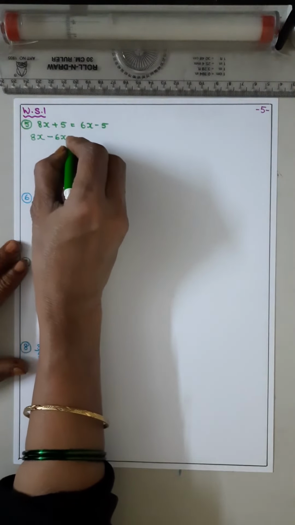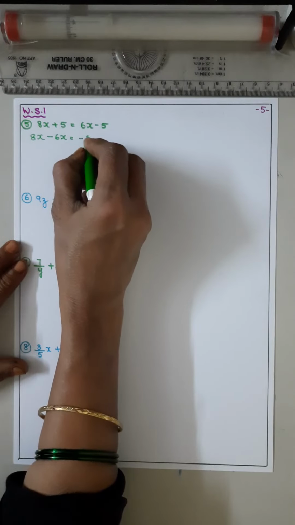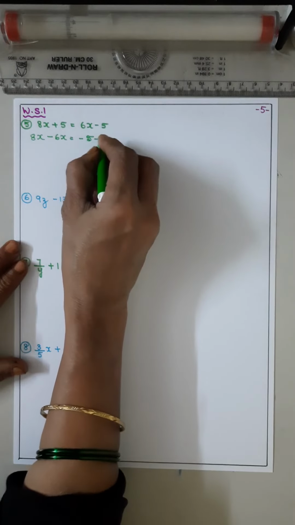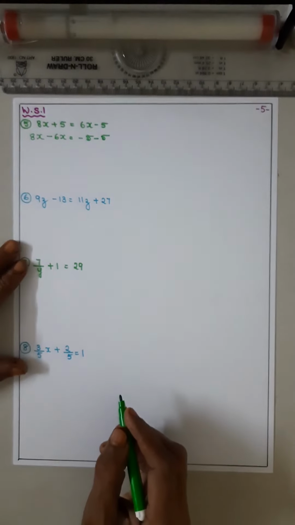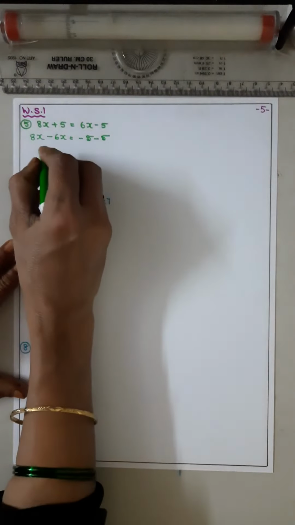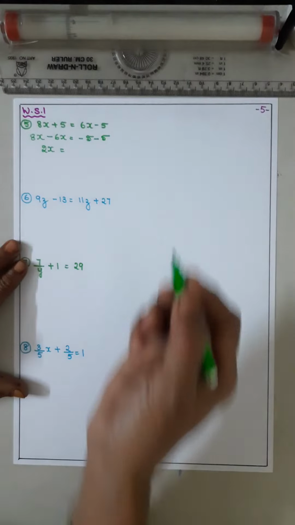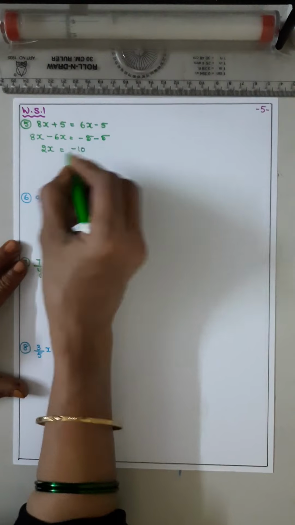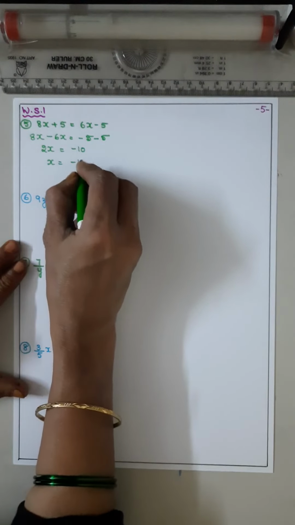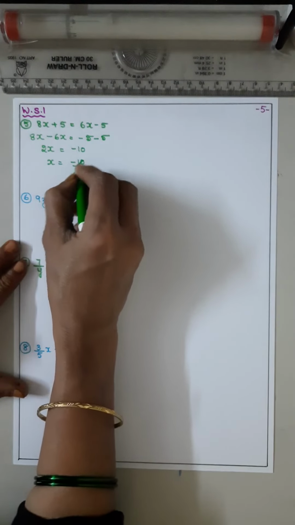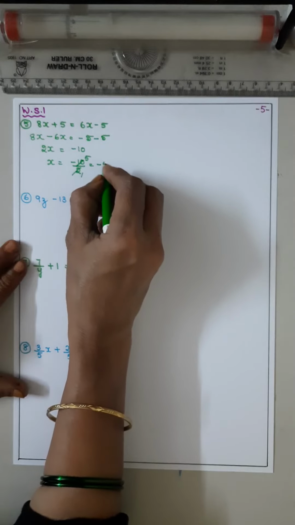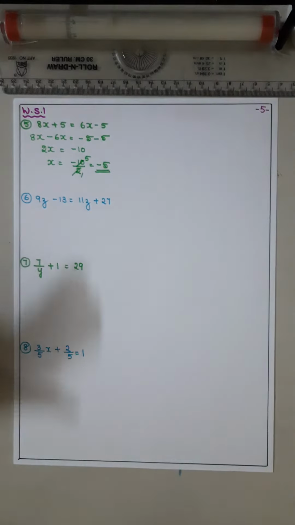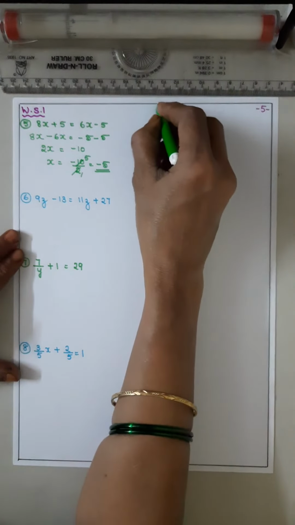Minus 6x is equal to minus 5, 5 becomes minus 5. So 8x minus 6x will be 2x is equal to minus 5 becomes minus 10. So x is equal to minus 10 upon 2. 2 ones are 2, 5s are. Answer is minus 5. X is equal to minus 5. Is it clear? Now coming to the check.